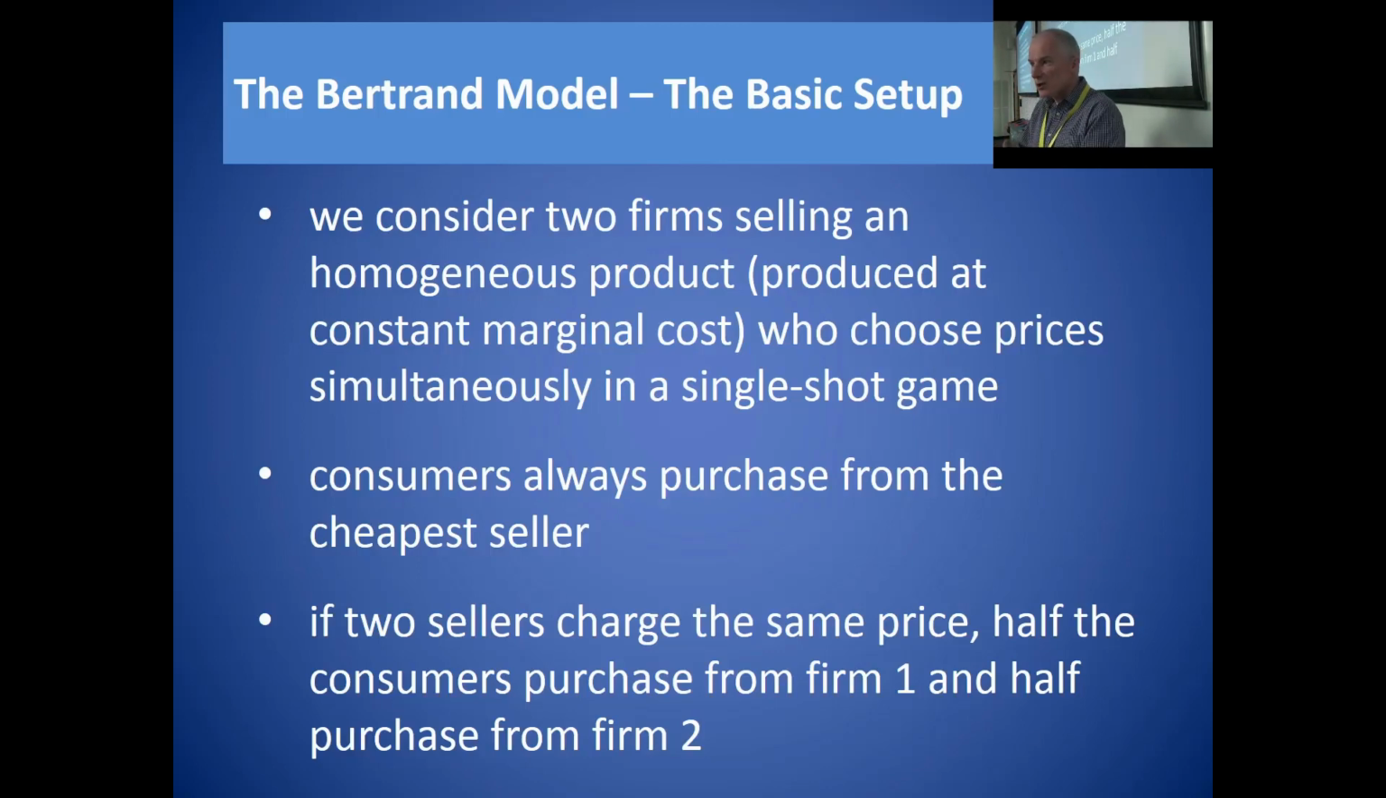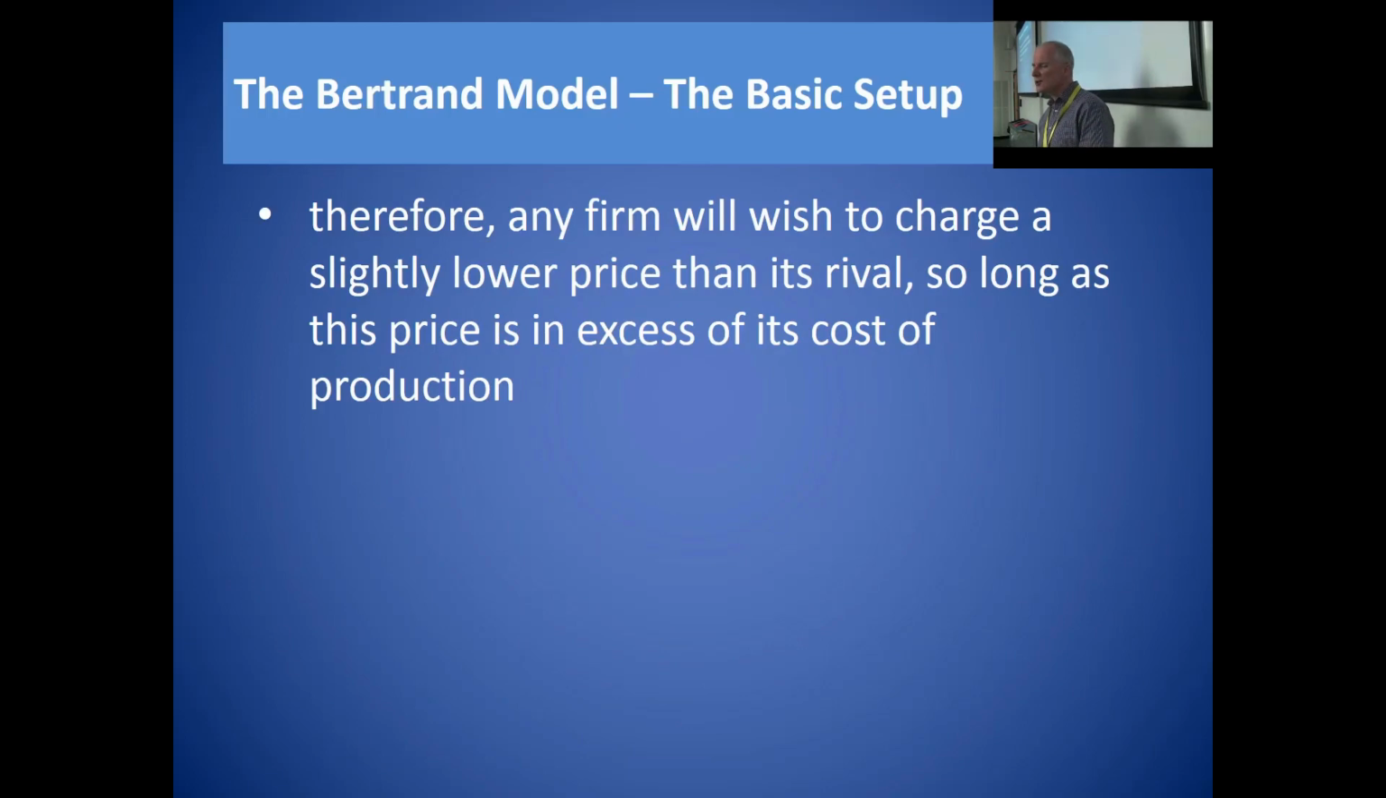So they're producing the same good at the same price. What do customers do? Well, they randomly choose one of the two firms. So essentially, that's what we've got. They charge the same price. Half the customers go to one firm, half of the customers will go to the other. So that's the basic idea. Now this next part is important.